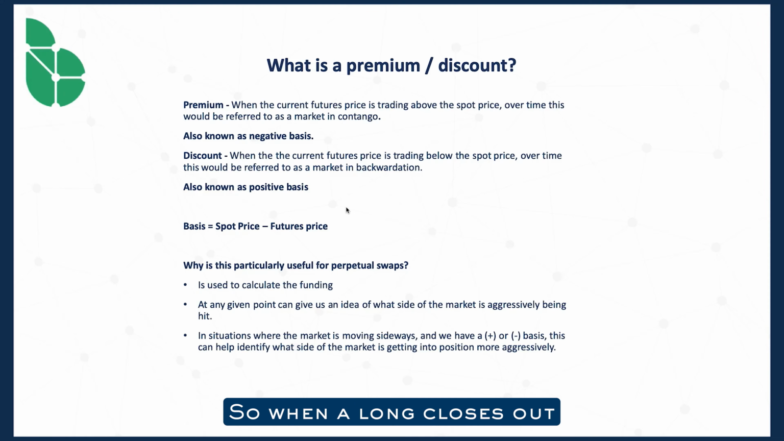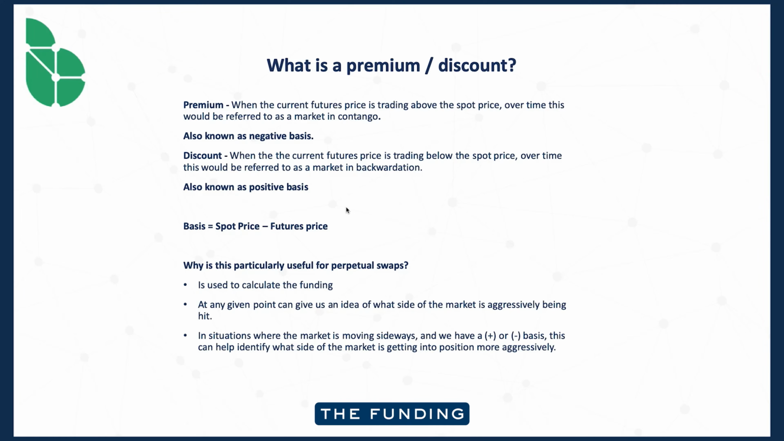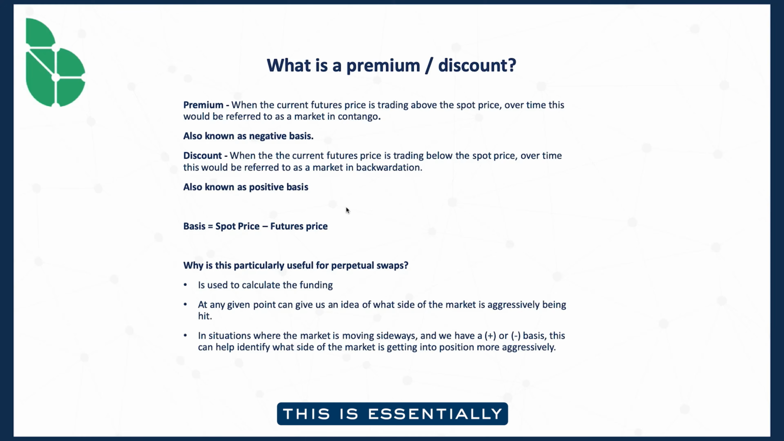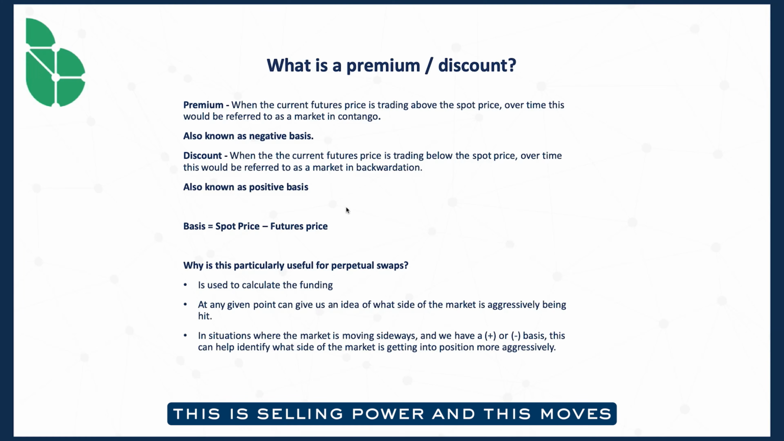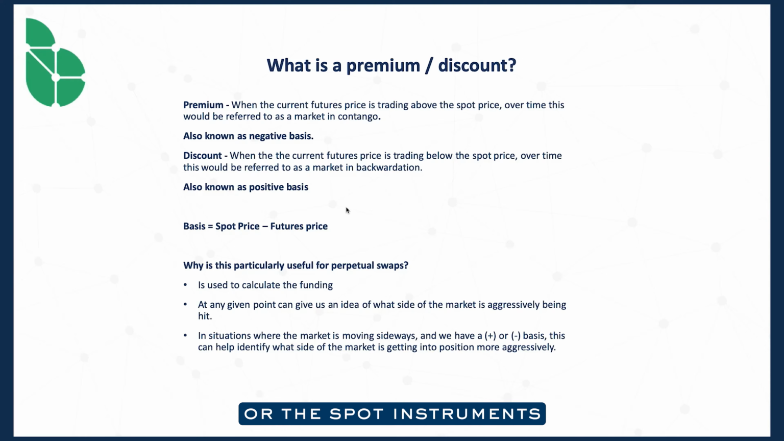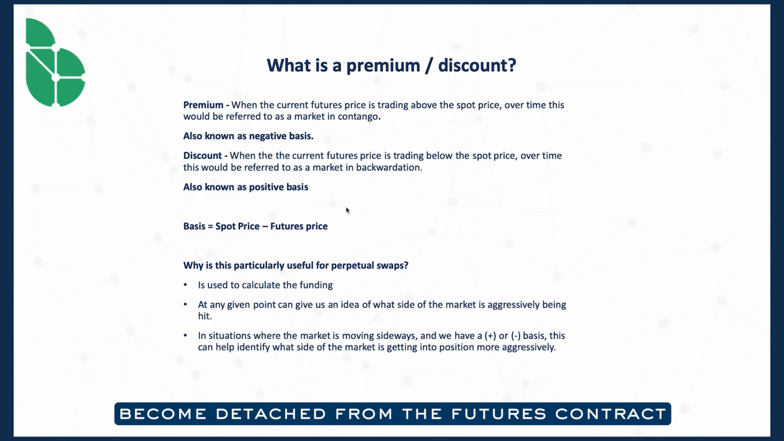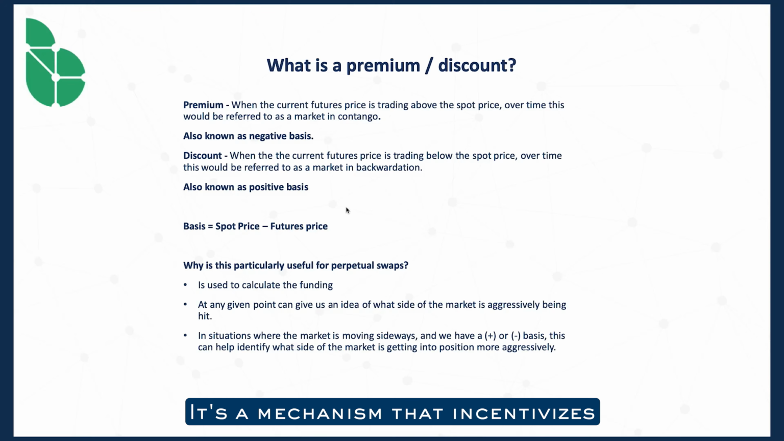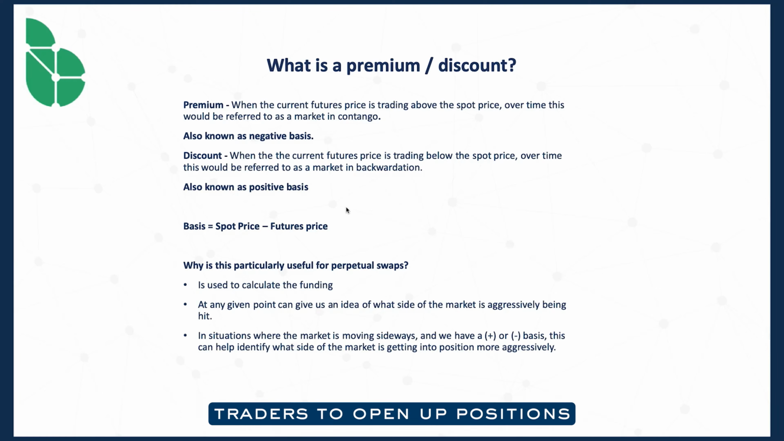So when a long closes out to not have to pay the funding, that moves the price back down to the underlying spot price. And when a short opens up, this is essentially selling power, and this moves price back down as well. When the spot price becomes detached from the futures contract, or in this case the perpetual swaps, the funding rate is used to keep these two in line. It's a mechanism that incentivizes traders to open up positions and close them out in an effort to keep these two prices in line.